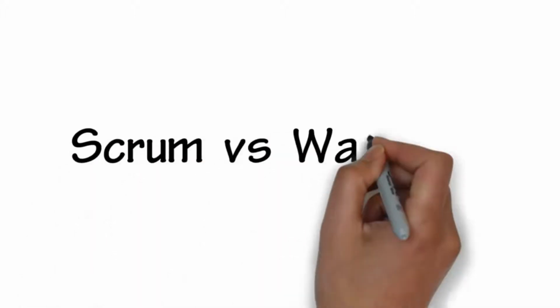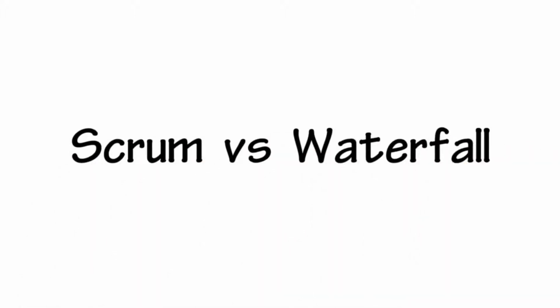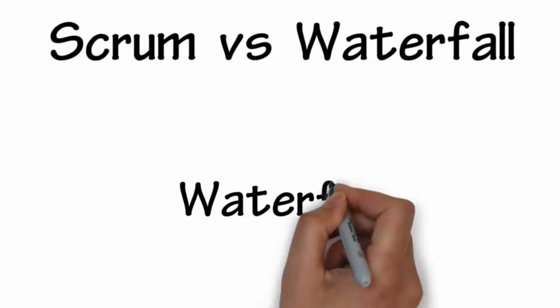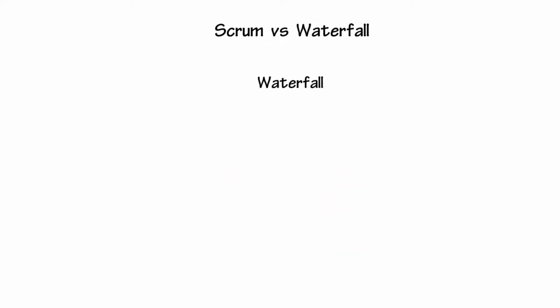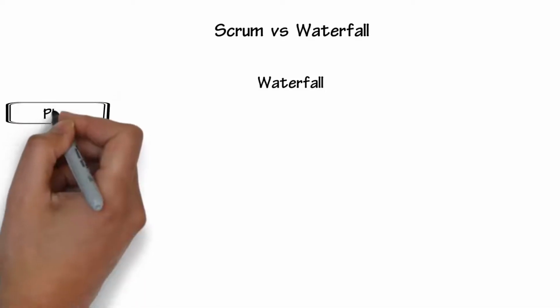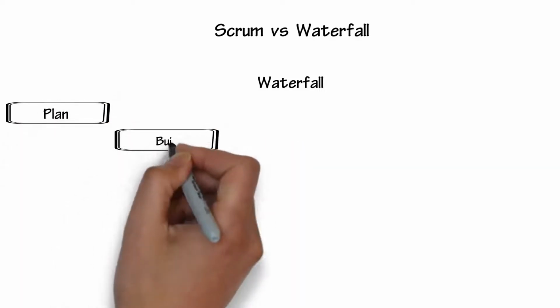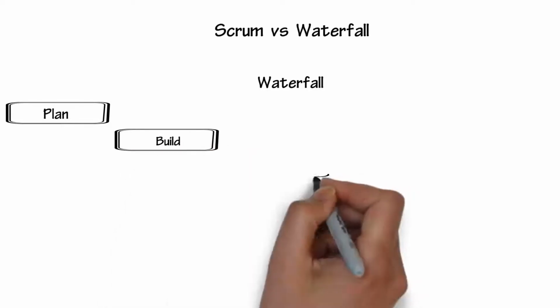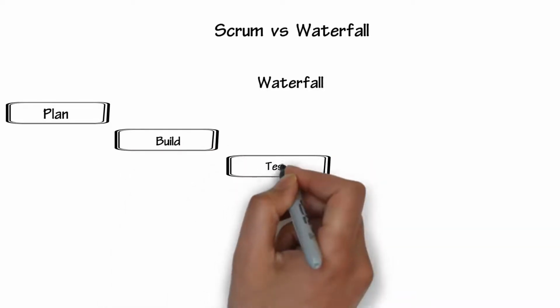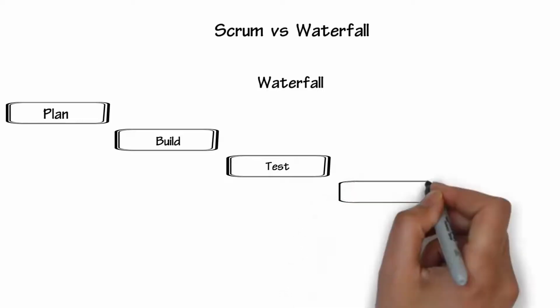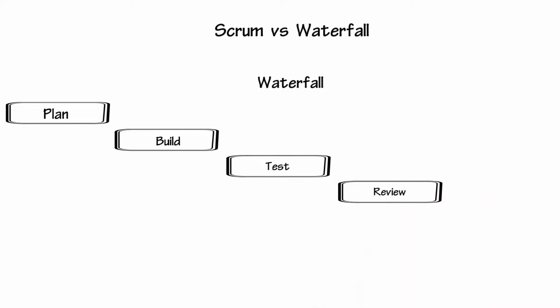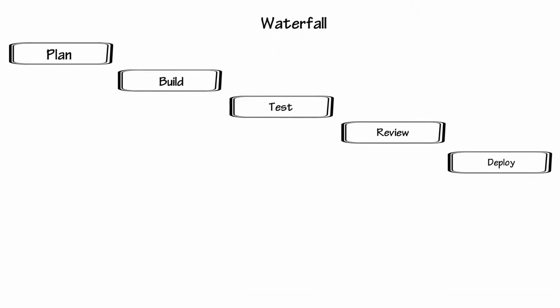First, let's take a look at how Scrum compares to the older alternative of waterfall development. Waterfall typically goes through a lengthy planning process, which could take several months, followed by building the product, which again could take many months, and then testing, reviewing, and eventually deploying the product. At this point, you may end up bringing the wrong product to market if market demand or technology has changed since the original plan was developed.